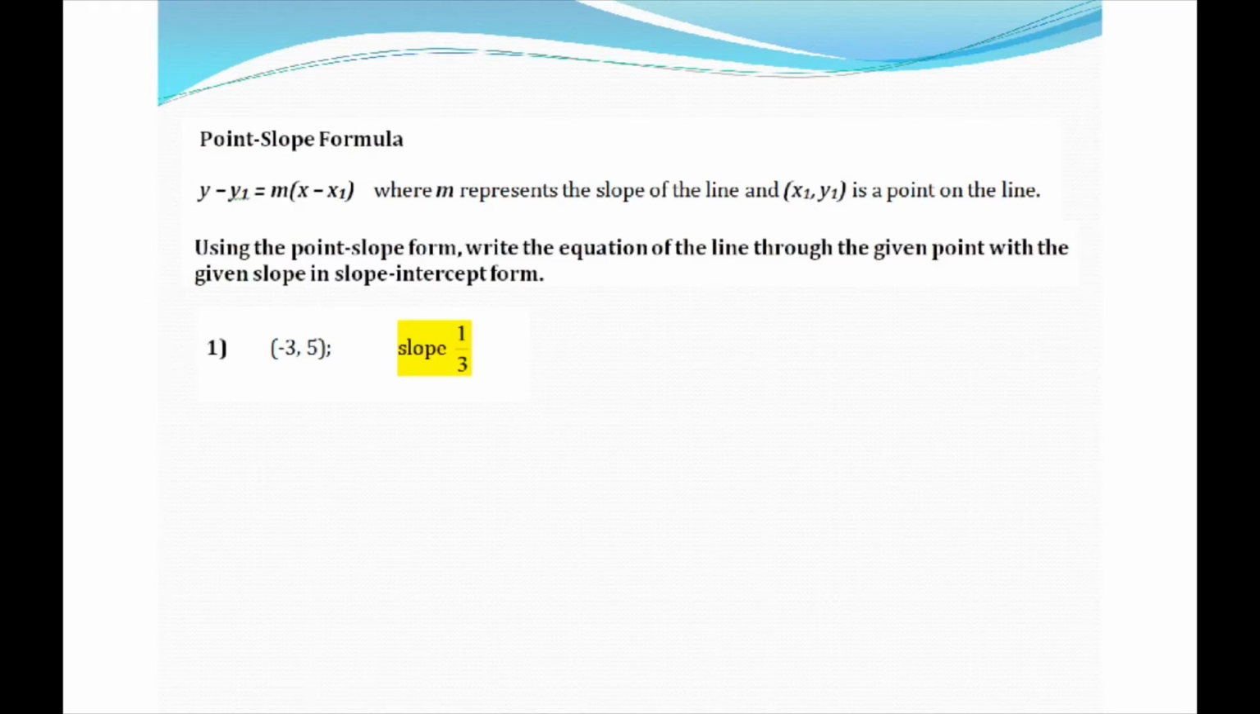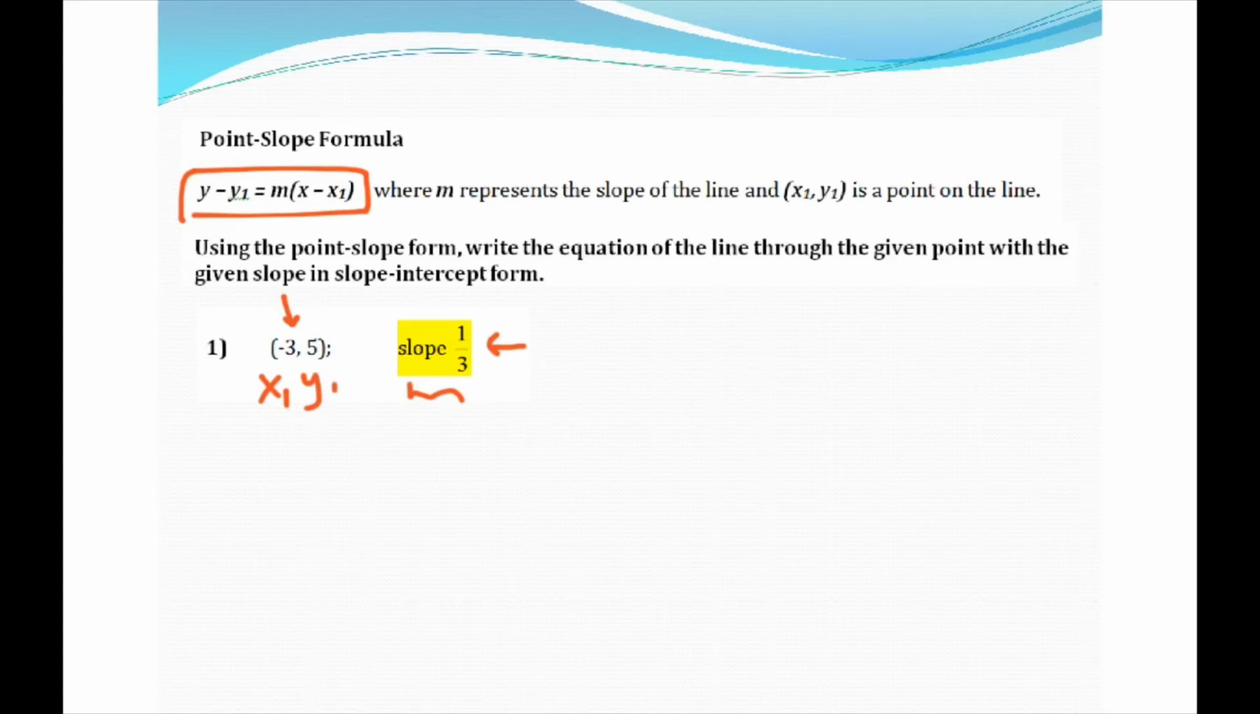So let's talk about how to do this. If we have the point slope formula, you will need to know how to use that. This is my point right there, and this is my slope. So having the point and slope, I'm ready to go. This is my m, and then I've got my x1 and my y1.